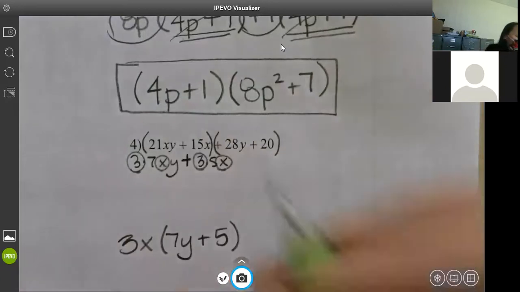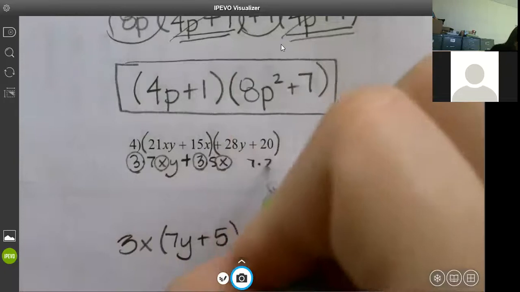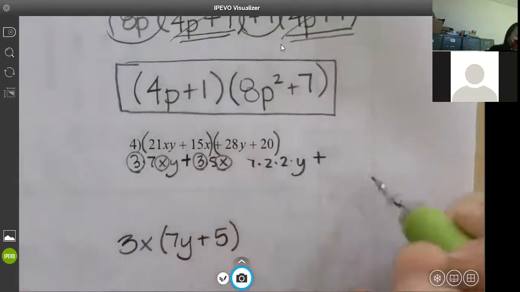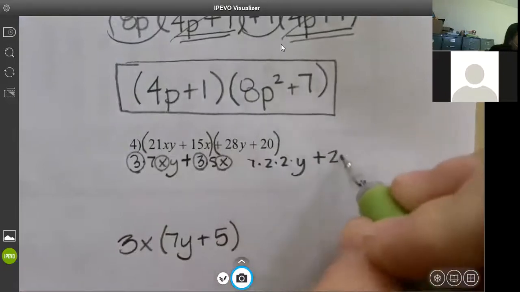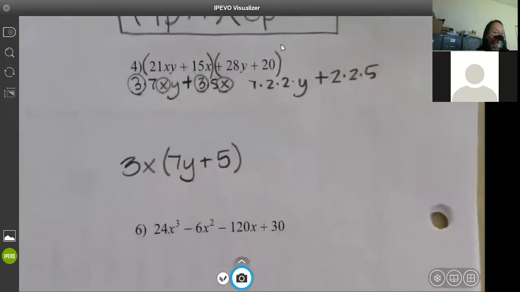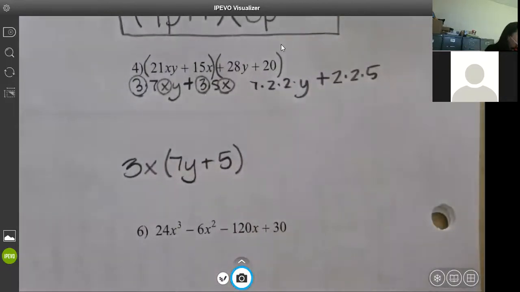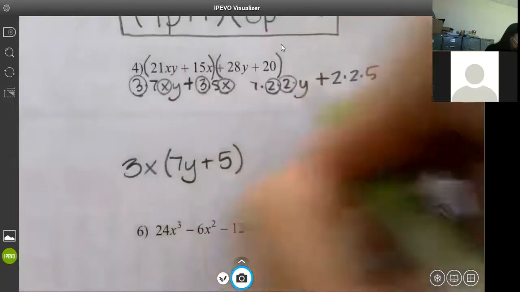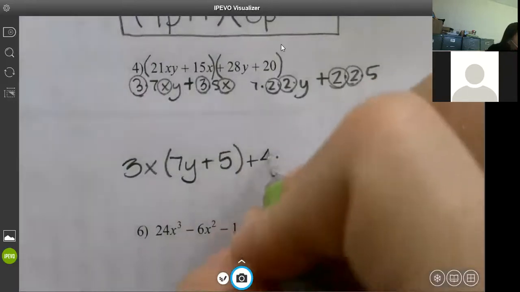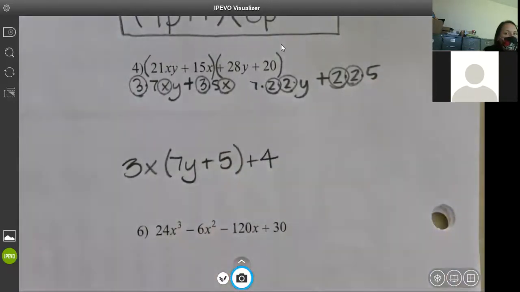28 we just did a minute ago. It's 7 times 4, so 7 times 2 times 2 times y. We have a plus. 20 is 4 times 5, or 2 times 2 times 5. What do they have in common? 2 2s. What is 2 times 2? It's a positive 4, so we're going to put plus 4.